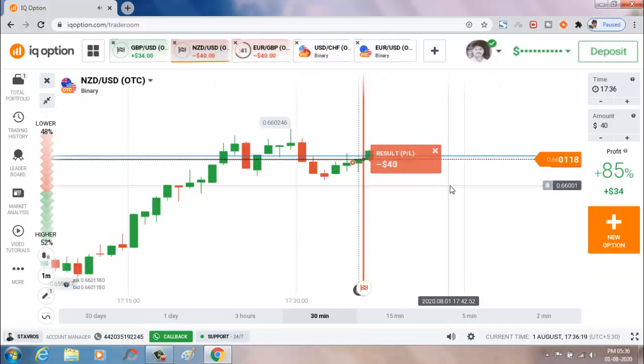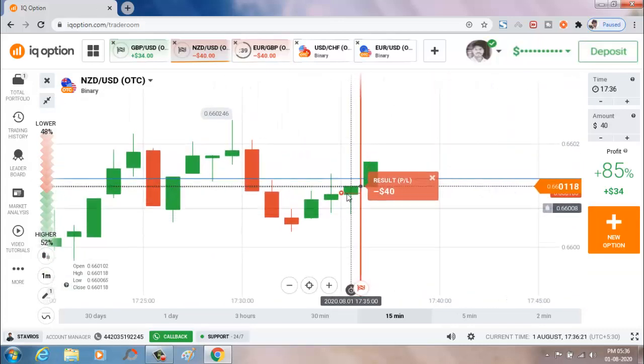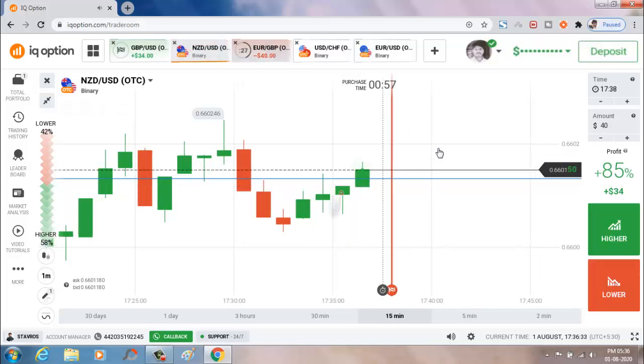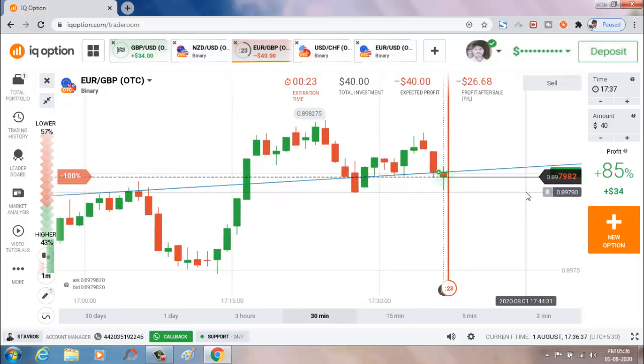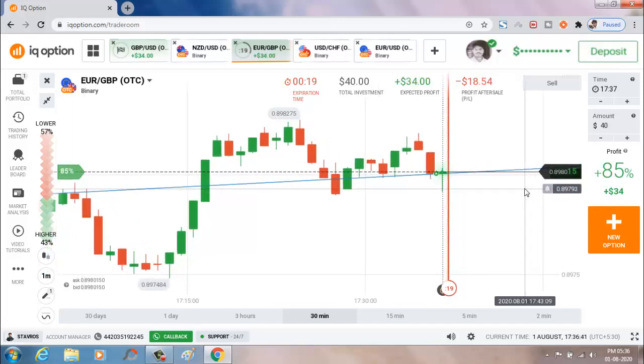Okay, this is a loss of my trade. This is a continuation sign. Okay, don't worry, sometimes losses are common. Okay, 20 seconds more.